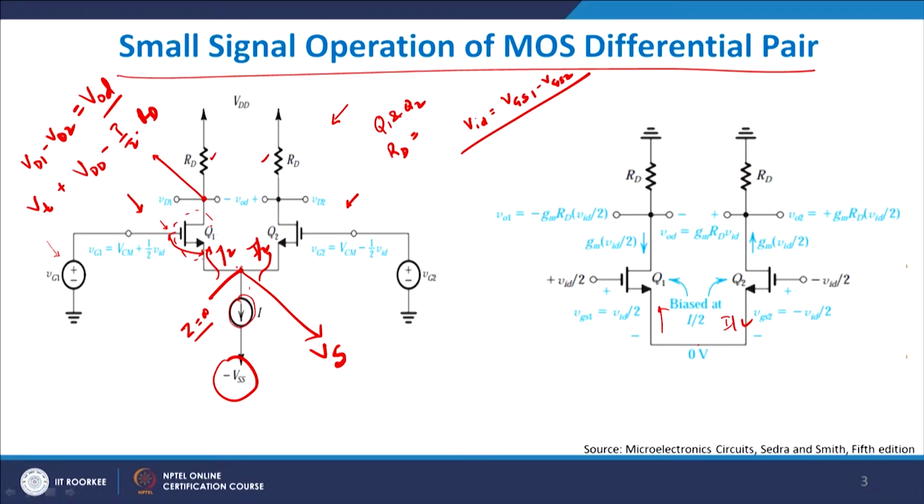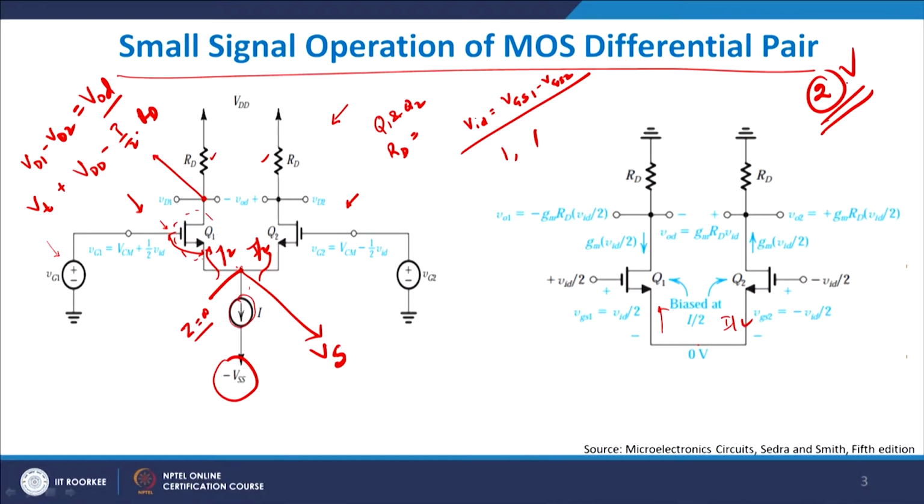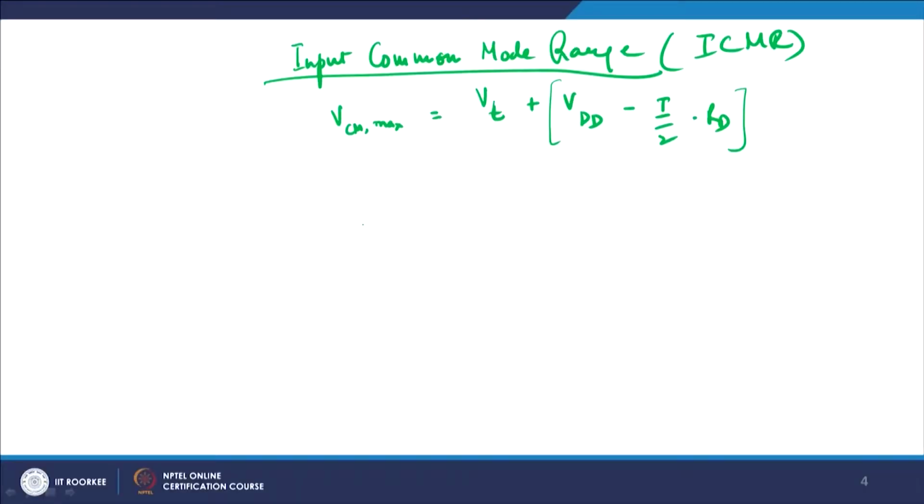See, if my voltage falls below this, say my threshold voltage Vt is 1 volt and VDD minus I by 2 RD is again 1 volt. So 1 plus 1 is 2 volts. The minimum common mode voltage which you should give to the input of Q1 or Q2, assuming they are symmetric, is 2 volts. If you keep the voltage less than this 2 volts, then either Q1 will be turned off permanently or you will never get this much voltage drop at the output VO1. And this is the reason why we define this as the maximum value.